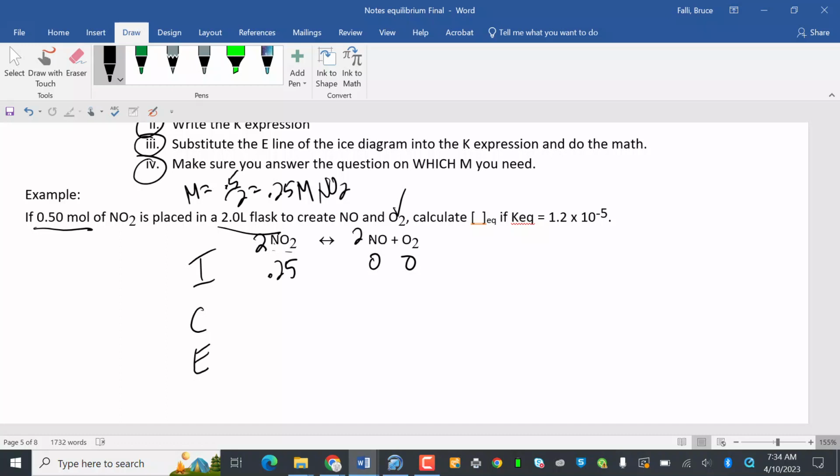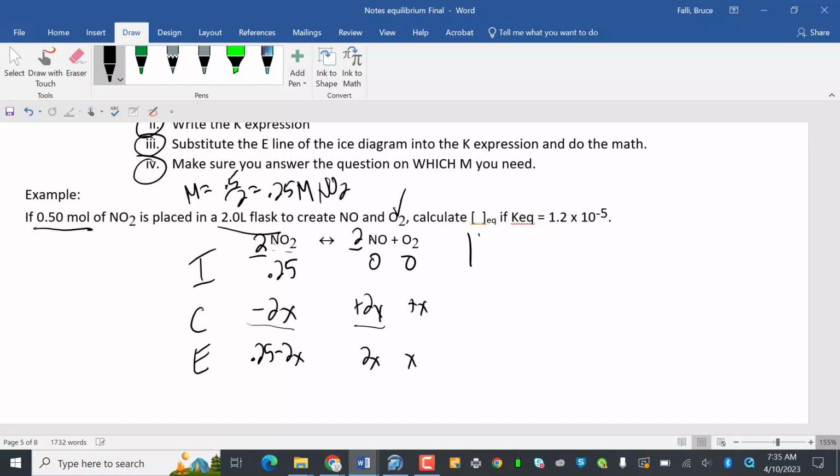And that one balanced, okay? So change is going to be minus 2x, some amount, but I don't know what amount it's going to be. This is going to be plus 2x. Same coefficient, same change. Positive because it's a product, negative because it's a reactant, plus x. So at equilibrium, I have 0.25 minus 2x, and x.